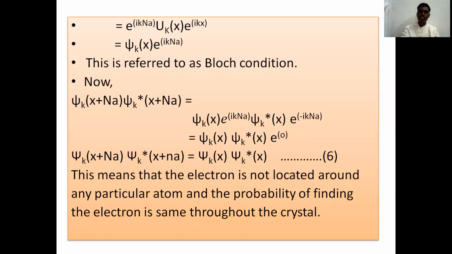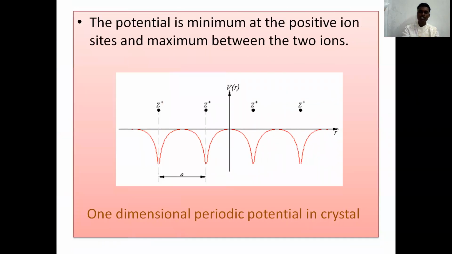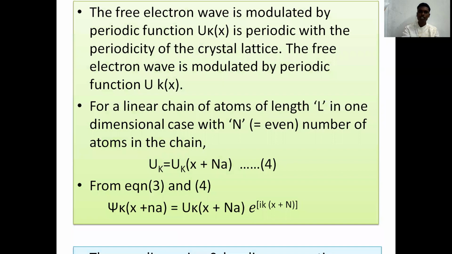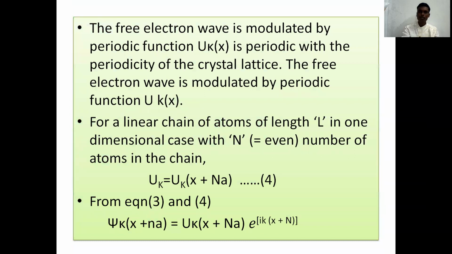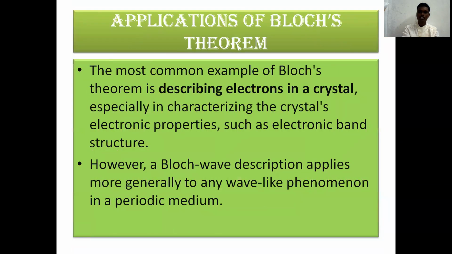Once again, shall we recall all the topics? Here is the graph. This is the Schrodinger equation and the periodic potential equation, and Bloch's function is the solution. Next, the modulated equation for a linear chain, and a combination of that. And this is Bloch's condition, and this is the equation, and these are the applications.